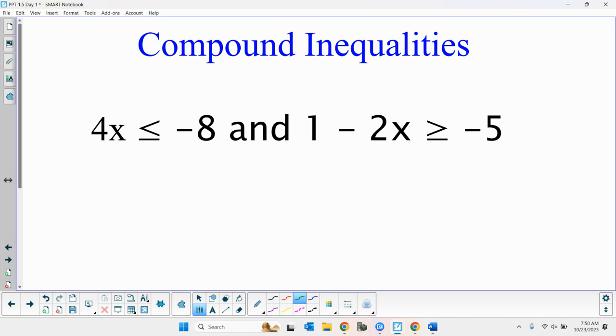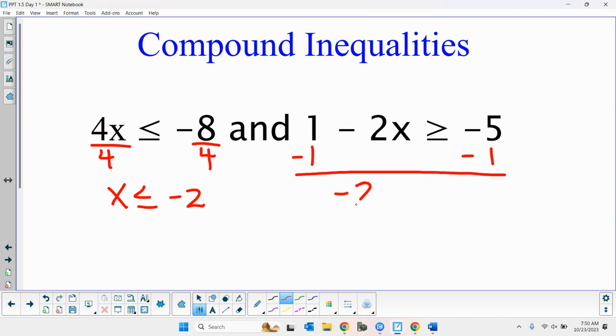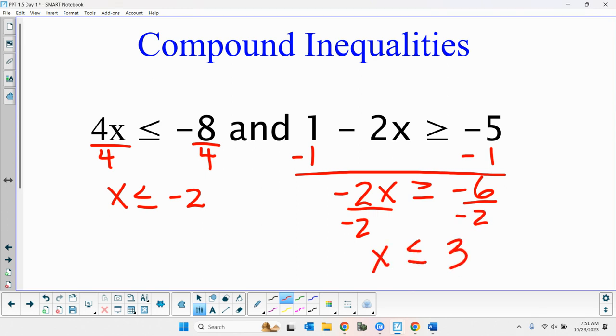I want to get x by itself, so we're going to divide by 4, because it's 4 times x there. So we get x is less than or equal to negative 2. Here, I want to take the 1 over to the other side, by subtracting it. That's negative 6, and then we're going to divide by negative 2. So we got to remember to switch our inequality symbol. Okay, and then we graph that.